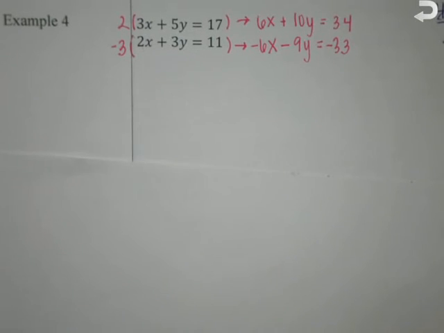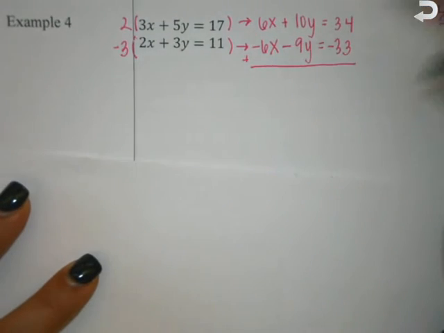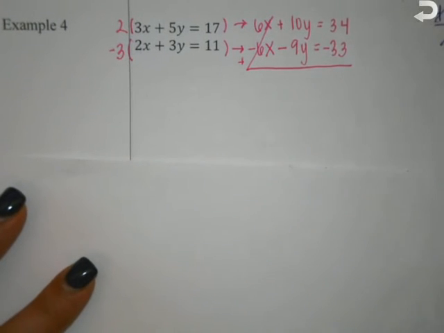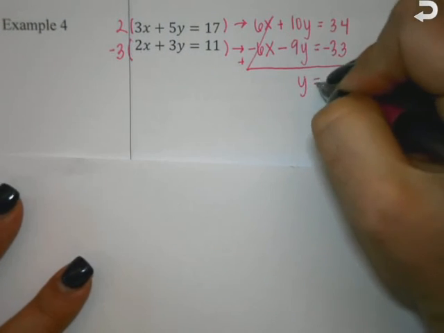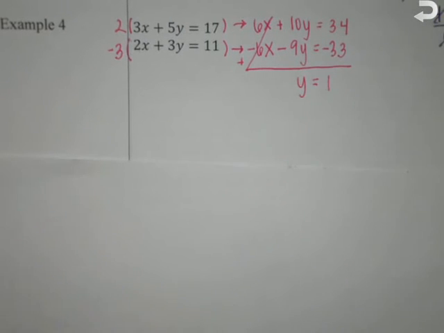Okay. Add straight down. 6x minus 6x eliminate. 10y minus 9y. Y. Wasn't that nice? And 34 minus 33 gives us 1. Oh my gosh. Is there anything left to do for y's? No. So what do I need to do to solve for x? Plug it in. You can plug it into any of the equations.